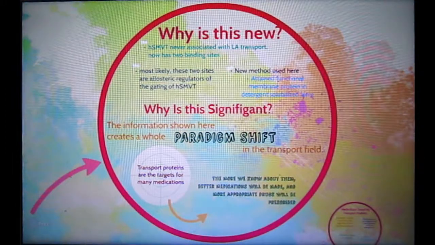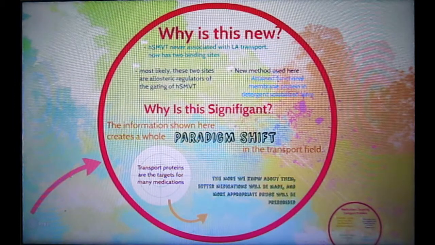Why is this new? Just to reiterate that point, HSMVT has never been associated with lipoic acid transport, and now we found that it has two binding sites. Most likely these two sites are allosteric regulators of the gating of HSMVT. So allosteric regulators, what does that mean?